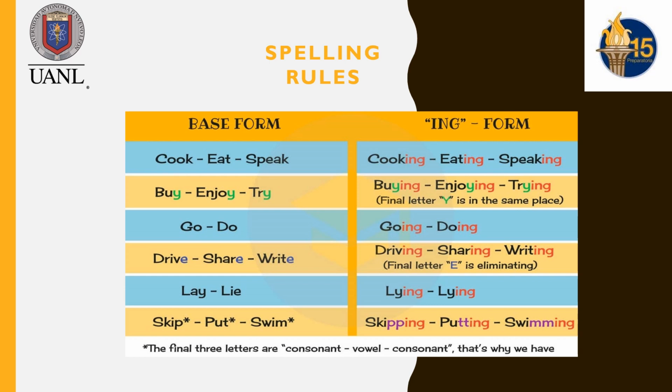When you have drive, share, and write, when you have verbs that end with the letter E, you have to change that letter, and you have to change it for ing, driving, sharing, and writing. So you have to omit the letter E and add ing. So when you have, for example, lie, you're going to add ing, but you have to eliminate the ie, and you have to add ing form. And you have skip, put, and swim. You have verbs with one syllable, so you have a vowel in the middle, right? The final 3 letters are consonant, vowel, consonant. That's why you have swimming, putting, skipping. You're going to double this last consonant, right? Very good.